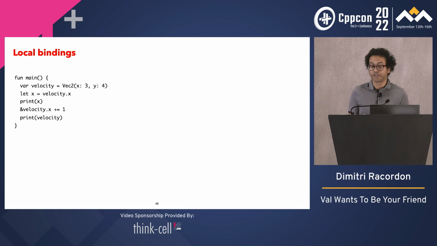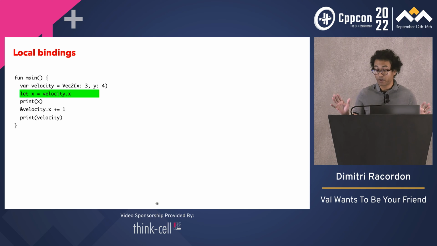OK, now that we are clear on passing conventions, let's talk about local bindings for a minute. There is one important observation at the heart of Val, which is that a let binding is kind of the same as a let parameter in a function. To understand what I mean, let's have a look at this program. X is bound to the first component of velocity. But notice we're not copying anything. Remember, all copies are explicit, even for floating point numbers. We're also not moving anything. If we did, the last call to print would have been caught as an error.